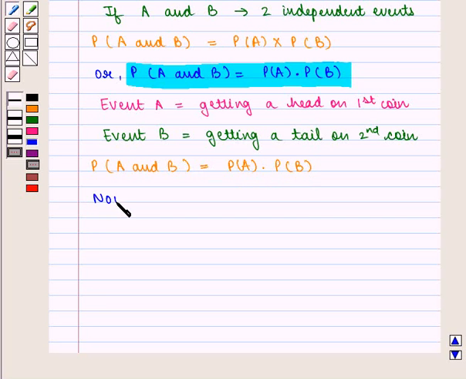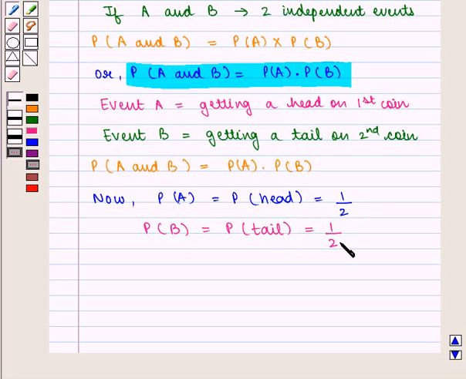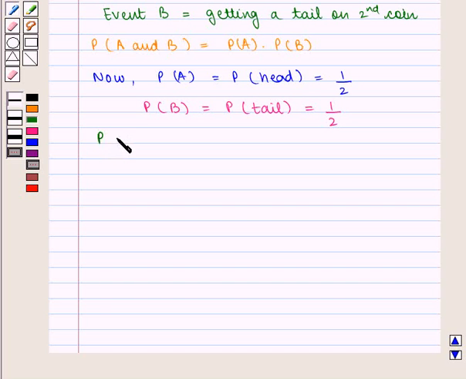Now probability of event A, that is getting a head, is equal to 1/2, and similarly probability of event B, that is getting a tail, is also equal to 1/2. Therefore probability of event A and event B is equal to probability of event A, that is 1/2, into probability of event B, that is 1/2, which is equal to 1/4.